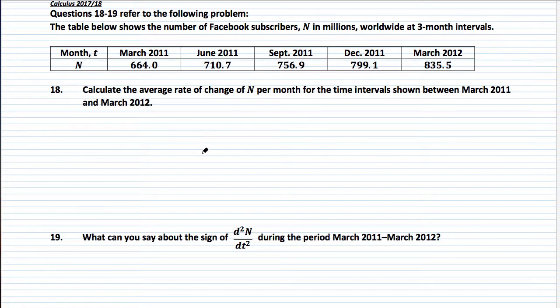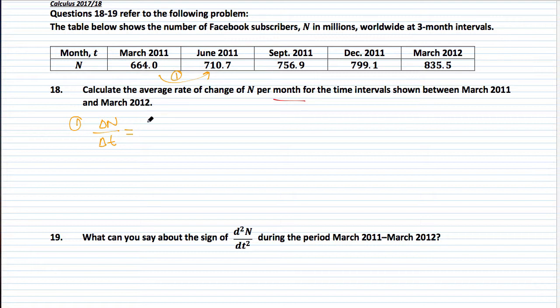All right, so for questions 18 and 19, we're given a table with the number of Facebook subscribers in millions of people worldwide at 3-month intervals. So each of these represents 3 months passing. So calculate the average change of number of subscribers per month. So this is per month for the time interval shown between March 2001 and March 2012. So I'm going to do each of these in its own color. So for the first interval, the average rate of change is going to be the change in n over the change in time.